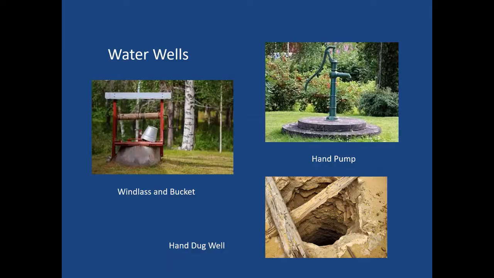So looking at water wells, there are different types of wells that are available historically and presently. The windlass and bucket well is a typical old-fashioned water extraction method from a hand-dug well like you would see in the lower right. And a cast iron hand pump would extract water from a wellhead like we see here in the upper right picture, which is a traditional way of extracting water from a well.